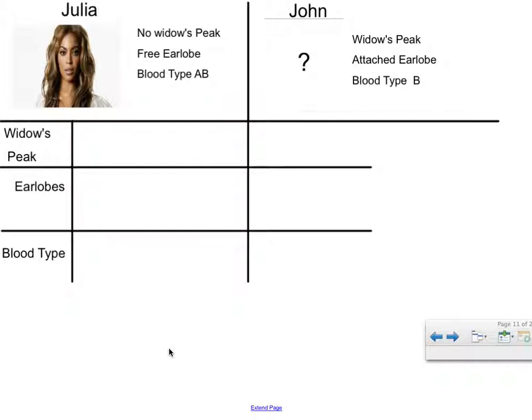Because John has a widow's peak. A widow's peak is dominant. So John's genotype could be dominant W, recessive W, or dominant dominant. So therefore, when you do the Punnett squares, you can end up with the dominant recessive, and you also can end up with a recessive recessive. When you link them all, you have to do two Punnett squares.